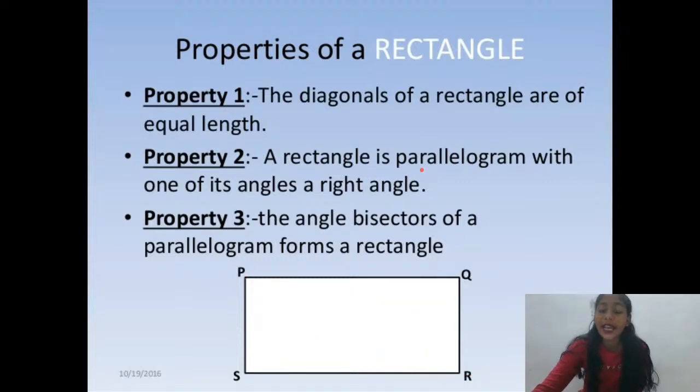Property 2 is a rectangle is a parallelogram with one of its angles as a right angle. So in a rectangle, one of its angles is 90 degrees. So let's say S is 90 degrees. Then this will be a rectangle. Property 3 is the angle bisectors of a parallelogram form a rectangle.